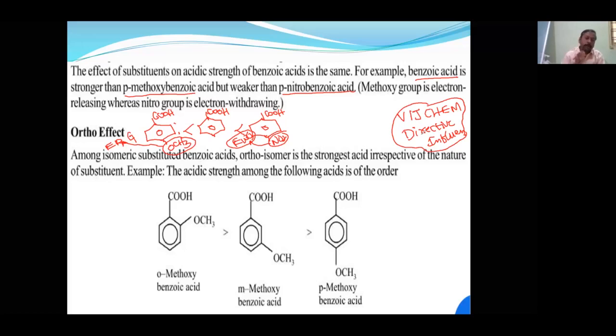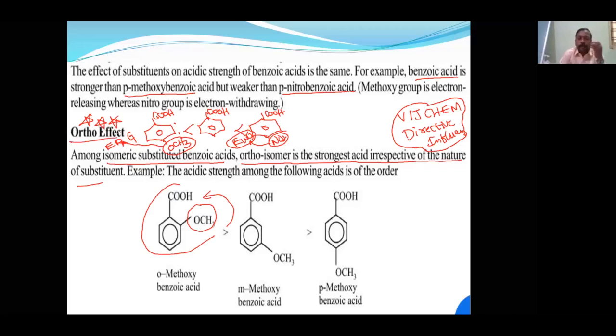Okay. So next, ortho effect. Very, very important. Among the isomeric substituted benzoic acids, the ortho isomer is the strongest acid irrespective of the nature of the substituent. So here it says that if an electron releasing group is attached, then it should be weak. But here it is opposite. See, here it is the strongest one. So that exceptional behavior of strong nature is called the ortho effect.